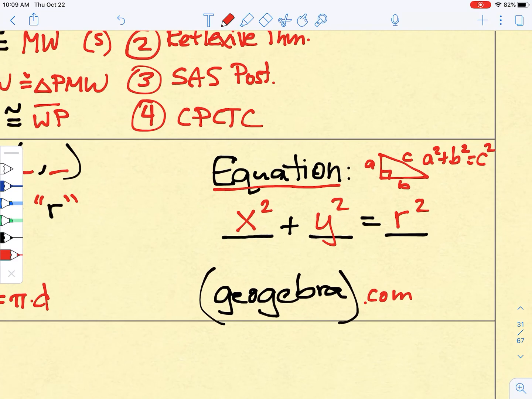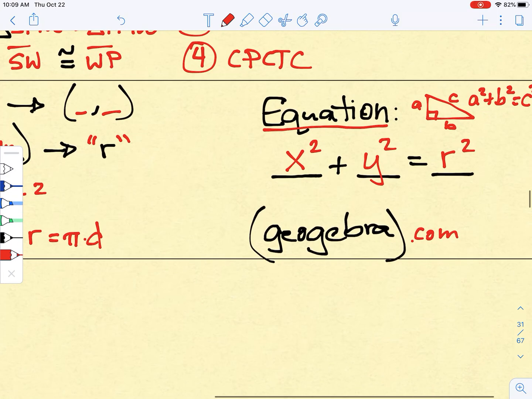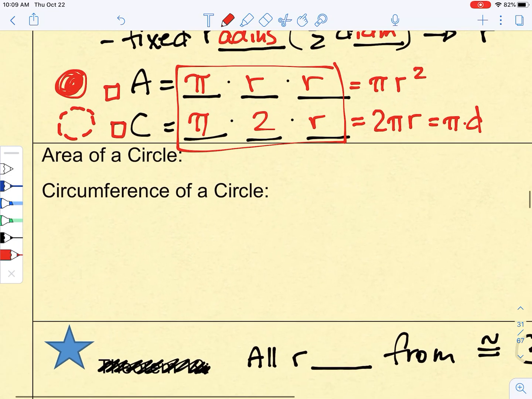So there's the general circle again. X squared plus y squared is r squared is the equation of a circle with a center of 0, 0 and a radius of r. Okay? We'll put 0, 0 there as the center, right? And r is the radius.